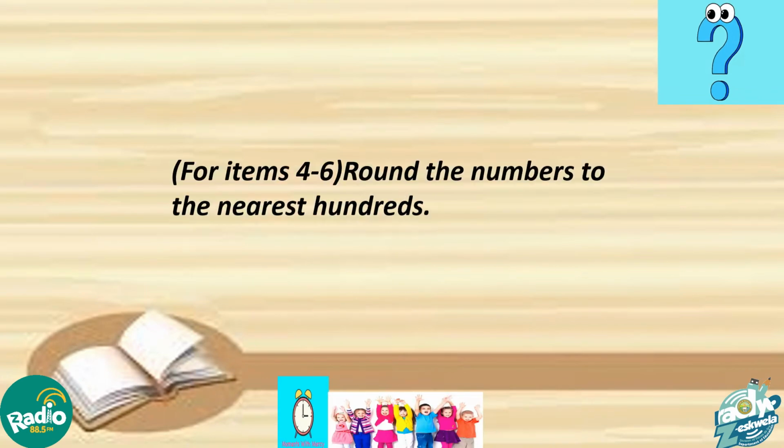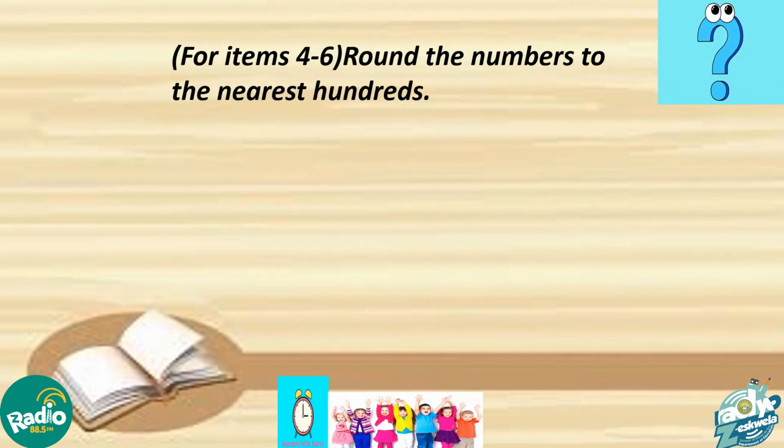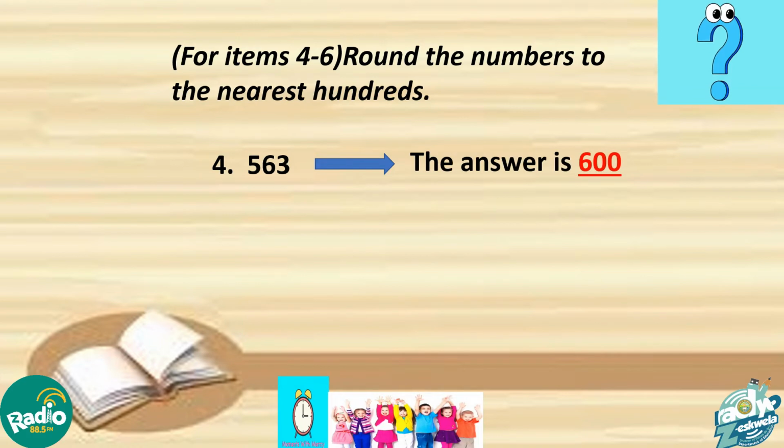And now, for items 4 to 6, round the numbers to the nearest hundreds. Number 4, 563. Again, 563. And the answer is 600. Excellent!